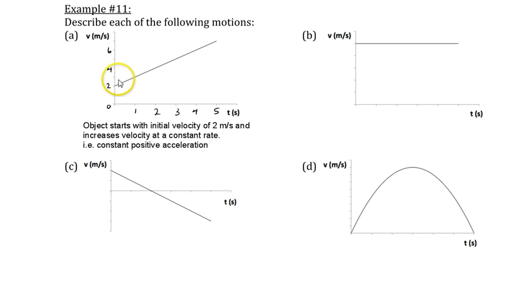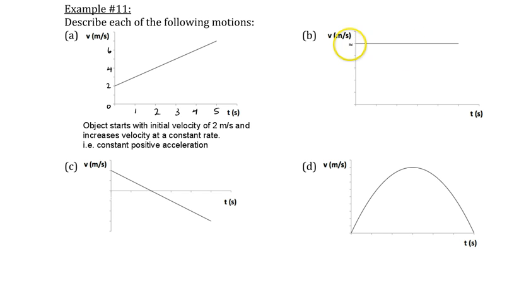So there you go. Object starting at an initial velocity of 2 meters per second, increasing its velocity at a constant rate because we have a constant positive acceleration. By the way, we don't know where the object is starting. All we know is what velocity it is starting with. Okay, on to 11b now.